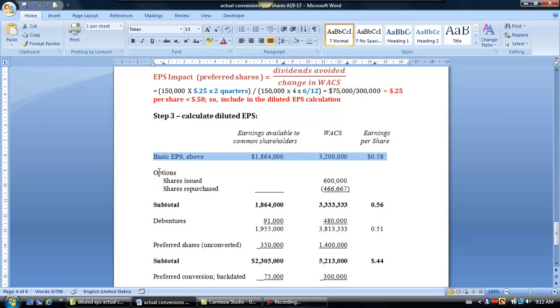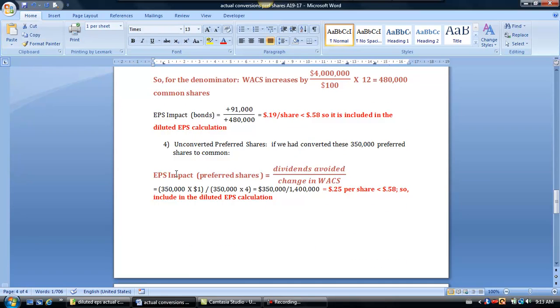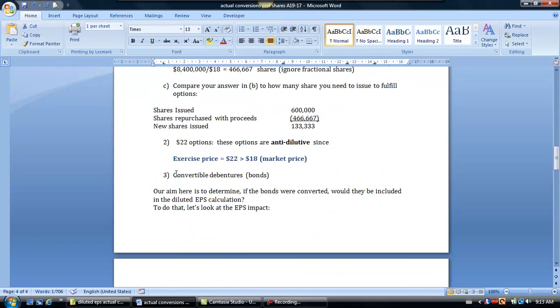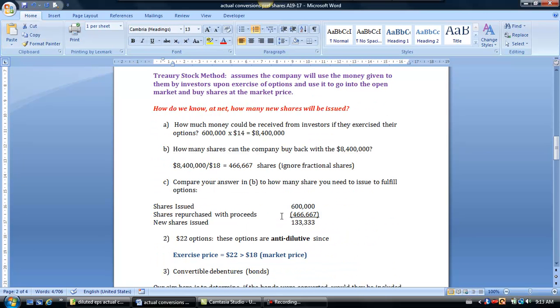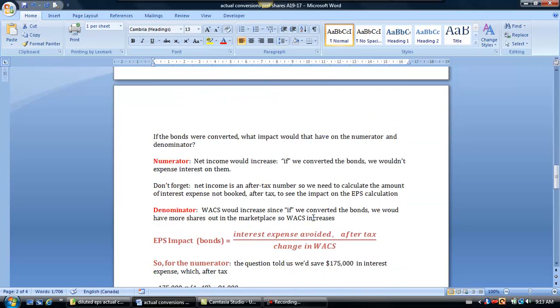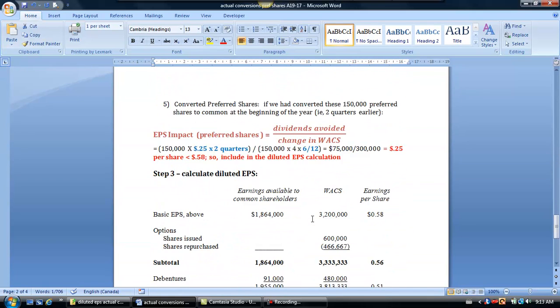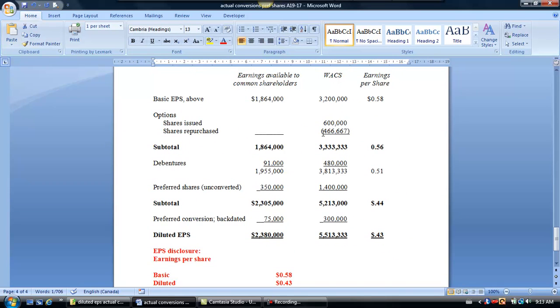And now don't forget, when I'm doing my diluted EPS calculation, I go from most to least dilutive. I now know that my options that I included in the calculation, if you go back here, I said these options are dilutive. The $22 options were not. So I need to go back and make sure that my WACs is going to be increased by this number of shares in my diluted EPS cascade worksheet. So there I have the number of shares that are going to be issued.